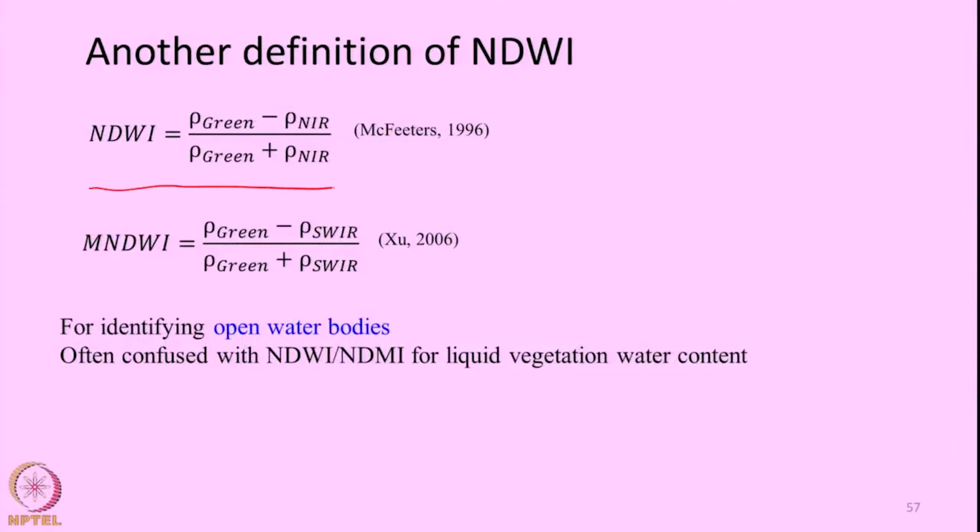The definition of NDWI, normalized difference water index, is prone to some sort of confusion. In the same year 1996, one more definition of NDWI was given. That definition reads something like this: NDWI is equal to green minus NIR divided by green plus NIR. The primary aim of giving this definition is to identify open water bodies.